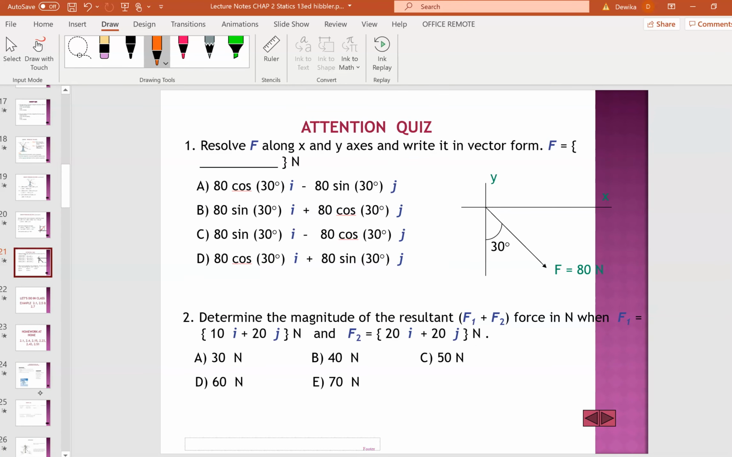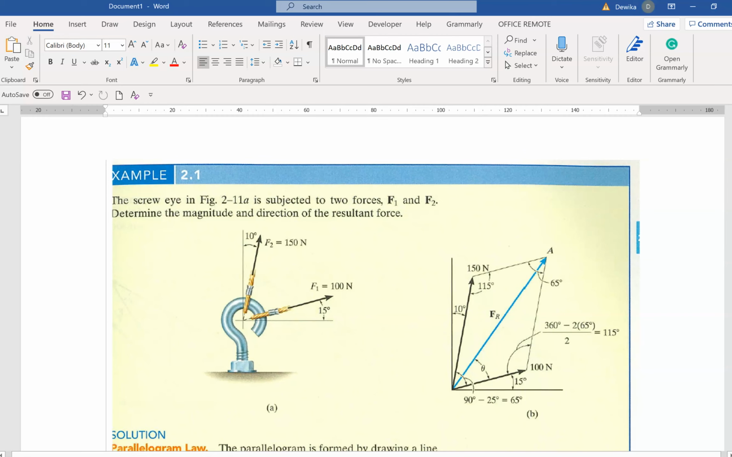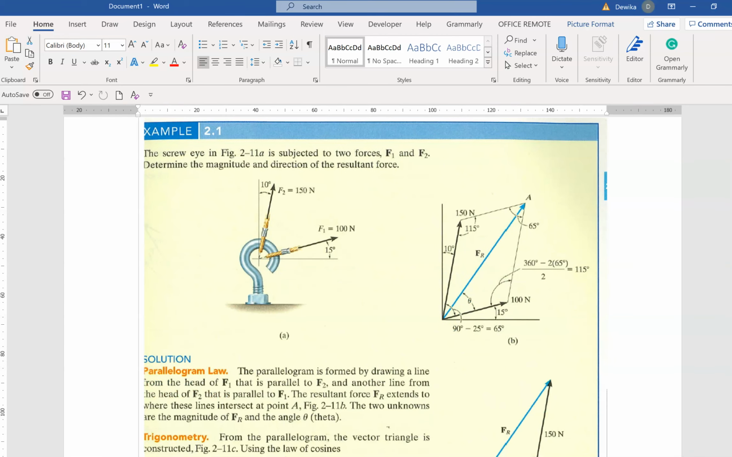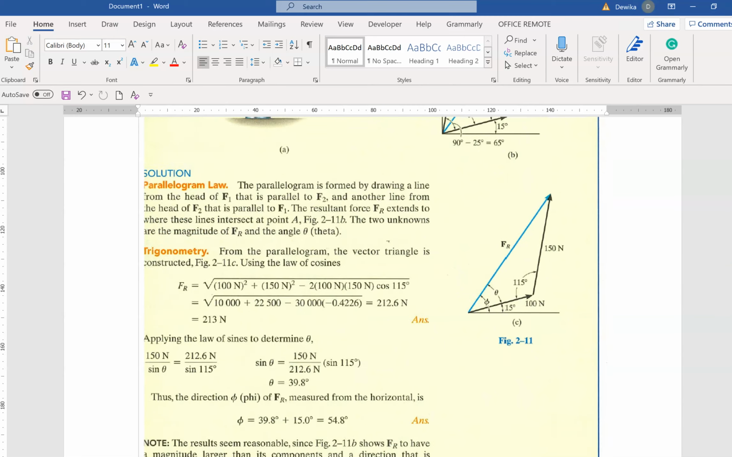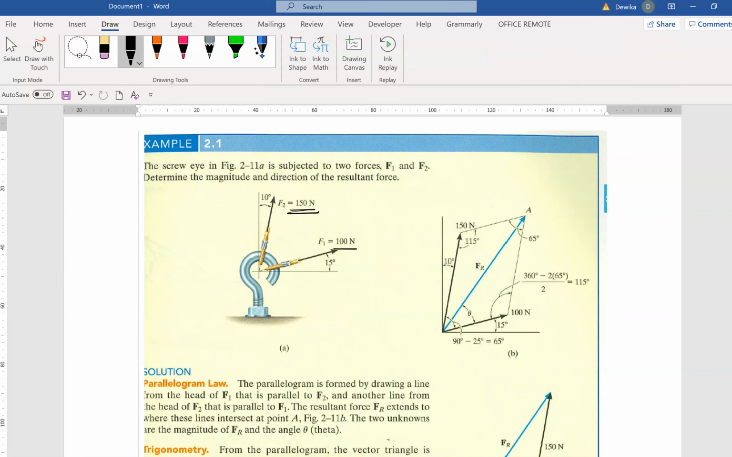Before we move into the next chapter, let's just look at the question in the textbook. This is actually from your textbook, page 23, if you're using the same edition as mine. So let's look at this. What's given to you is 150, and then we have F of 100 at an angle of 15 here, and this is at an angle of 10. We need to find the resultant force.